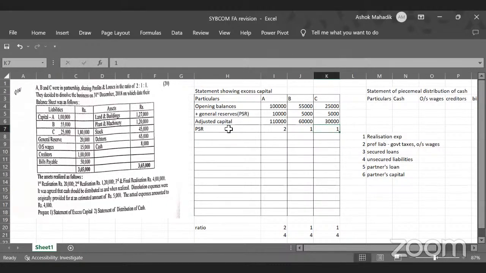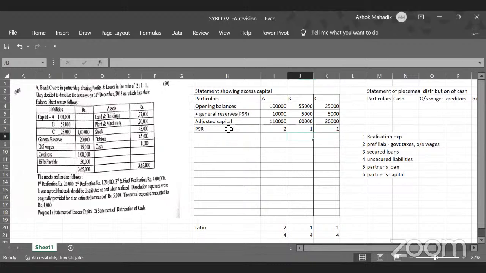See, we are making this statement to know which partner has brought more capital as compared to his share, and accordingly he'll be paid earlier than the other two partners. Clear? So after calculating adjusted capital, what do you do? You write PSR, profit sharing ratio, 2:1:1.